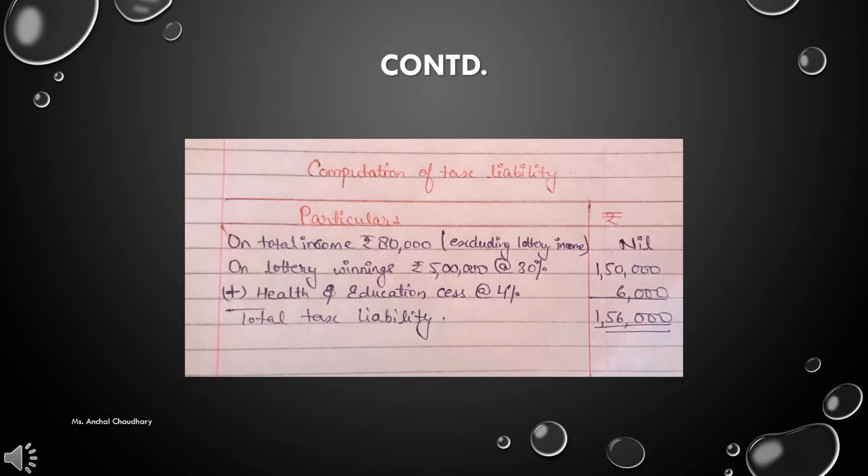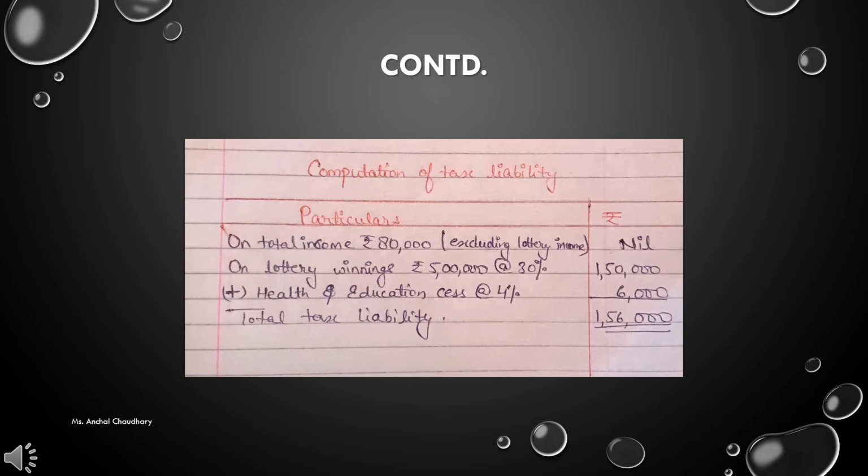Then after that lottery winning of rupees 5 lakh, on which we will compute your 30% tax, that is 1,50,000, and in that we will add the health and education cess, that is 4%. So that is your rupees 6,000. Total tax liability is 1,56,000.